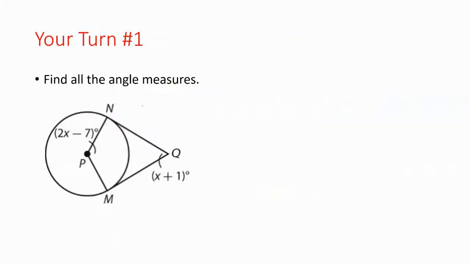All right, your turn number one. Again, you should already know how to set this up. You already know based upon the theorem what angle NPM plus NQM should add up to. Okay, that was on the last slide. And then just solve for x. All right, and then once you get x, plug it back in. And the question is find all the angle measures.